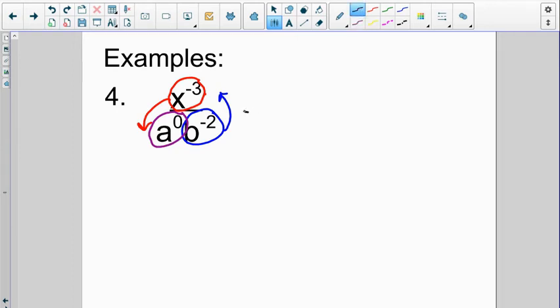So let's start by moving. Here's our fraction bar. We said we were going to move x to the denominator, and we are going to make it a positive exponent instead, because when you move it, it changes. The b is going to move to the numerator, and we make the exponent positive.